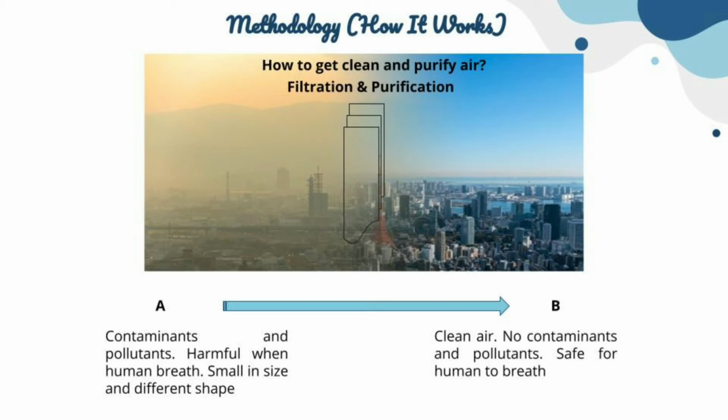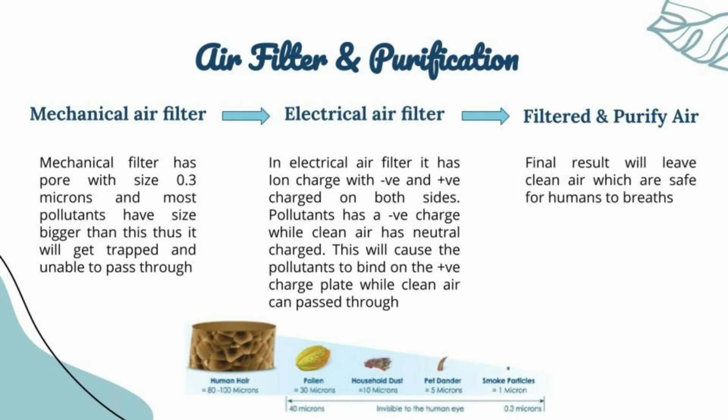Our main goal here is to get clean and purified air. But how can we achieve this goal? Well, we can achieve this by using air filtration and purification, so that at the end we can get clean and purified air that is safe for us to breathe. This air filtration and purification has three different stages. The first one is the mechanical air filter, the second is the electrical air filter, and the last one is the filter and purify air.